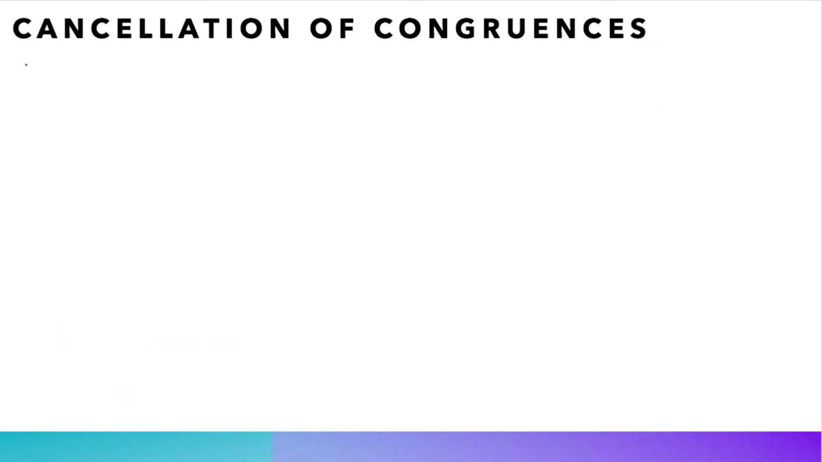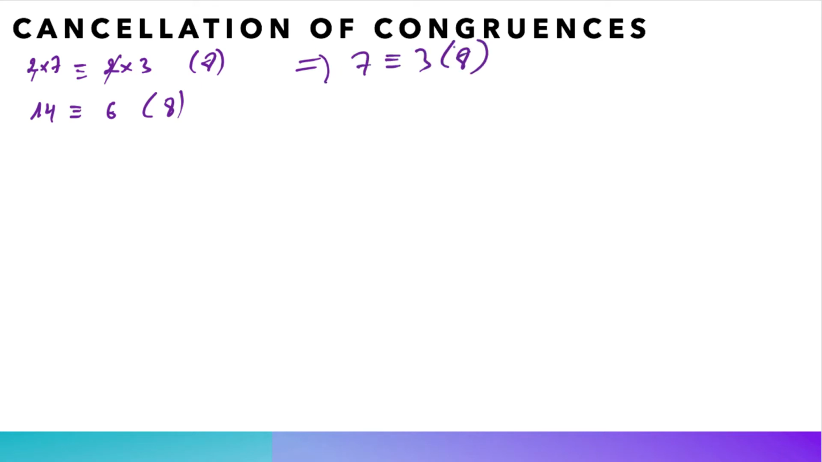Let us see how things work on a concrete example. One can check that 2 times 7 is congruent to 2 times 3 modulo 8, and this is actually because 14 is the same thing as 6 modulo 8. But from this we cannot cancel both of the 2's because this would give that 7 is congruent to 3 modulo 8, which does not hold. See, so we cannot just simplify like in the real world, and one has to pay more attention to this.